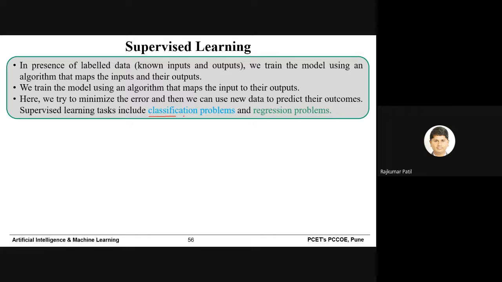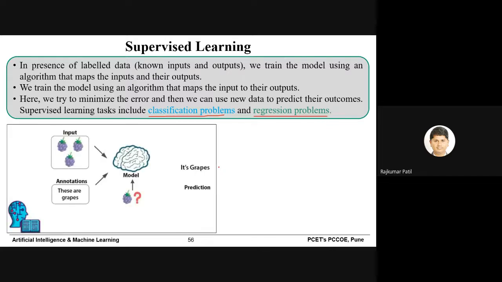So basically two types are there. Classification problem, where we saw the example of male and female, and regression problem, where we saw the equation of a straight line, y is equal to a plus bx. Now we will take an example.